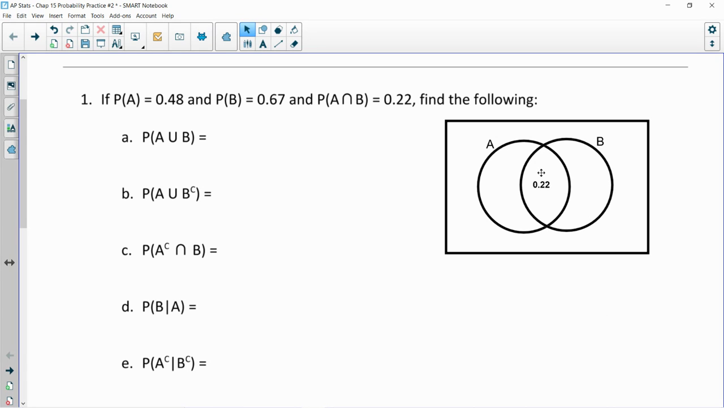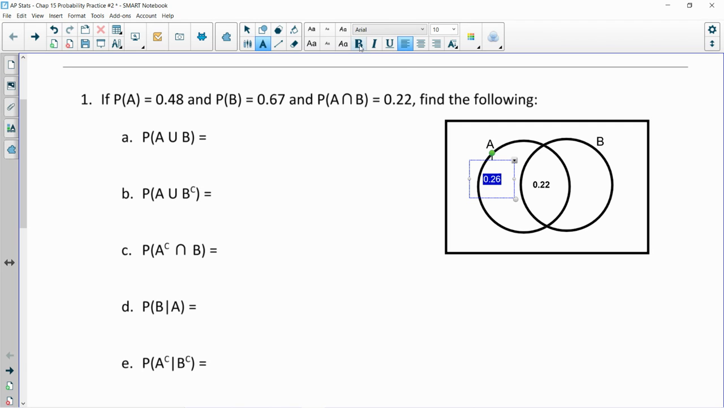Okay, so now we begin to work outward. Let's start with event A. We need to fill in this crescent moon shape here. Now we know the probability of event A, which is the entire circle, is 0.48. So if this part of the circle is 0.22, we can subtract it from the total, 0.48, to realize what our probability is for the remainder of A. And when we subtract, 0.26.